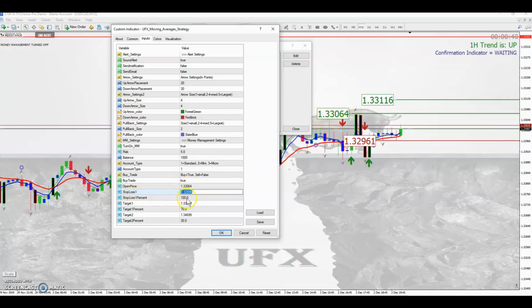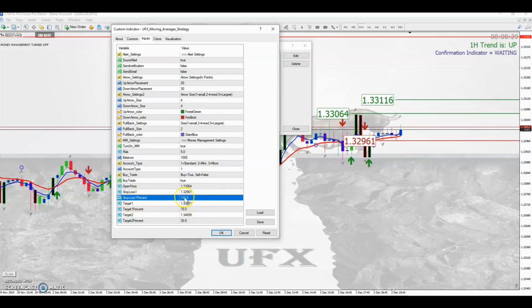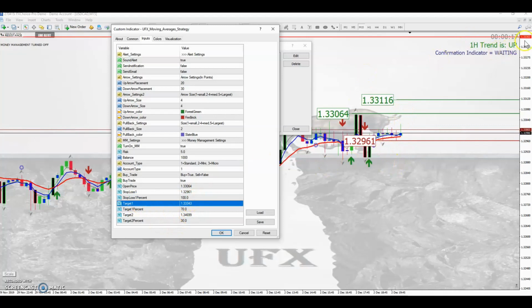Our stop is 32961. Now our stop loss percentage is 100%. We do want to be completely out of this trade if the stop comes back down after we're triggered to the upside. So our target 1 is going to be the 4 hour, which is 33353.